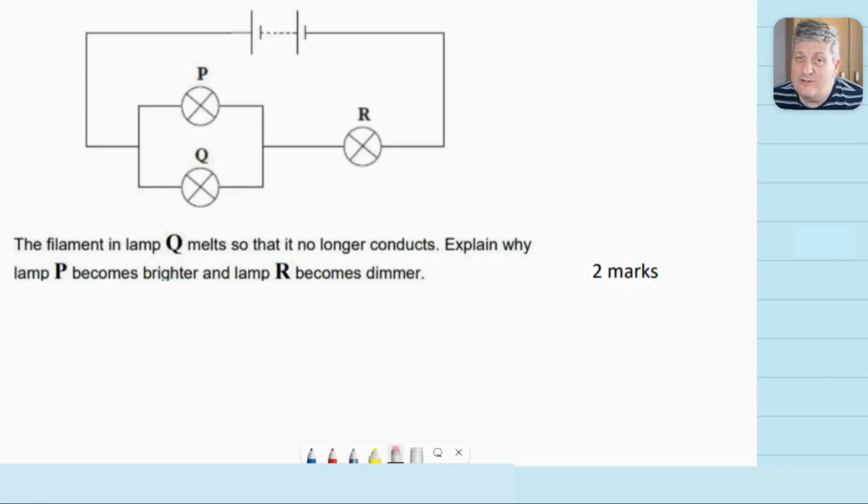Welcome to the video. We're looking at a tricky question on series and parallel circuits. So you've got the question here. The filament lamp in Q melts so that it no longer conducts. Explain why lamp P becomes brighter and lamp R becomes dimmer.